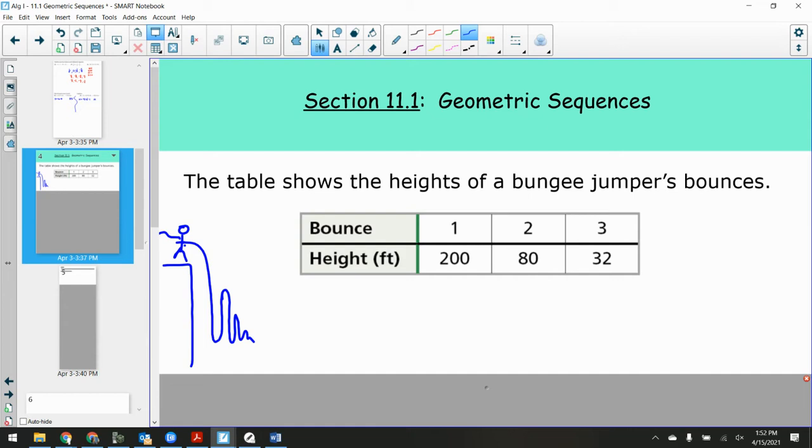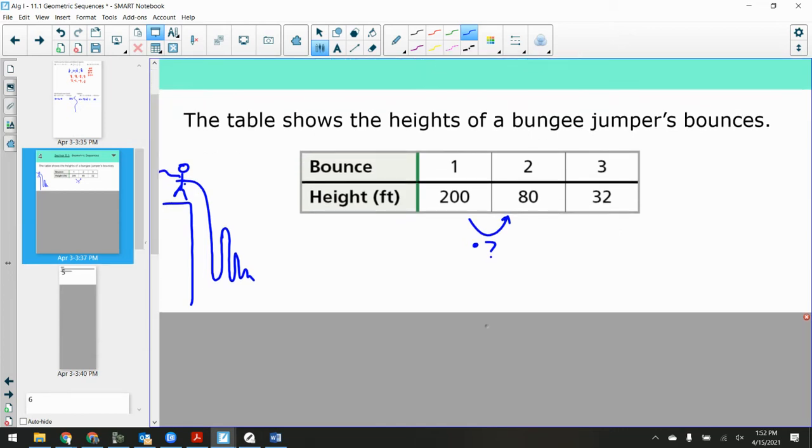I'm going down 120. Do I go down another 120 to get my next value? No. But what do I go down to? I go down to 32. So when there's not a subtraction, maybe there's some sort of multiplication going on. Maybe there's some sort of decrease by a ratio rather than a subtraction. Well, if I want to know what I'm multiplying by, the easiest way to figure that out is by taking a simple equation where I say, okay, 200 times something is going to get us to 80.